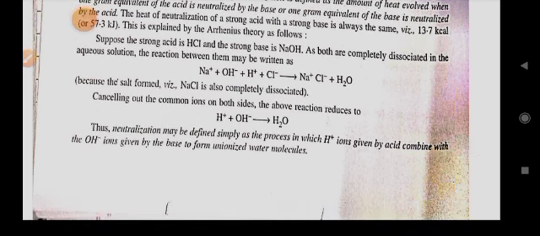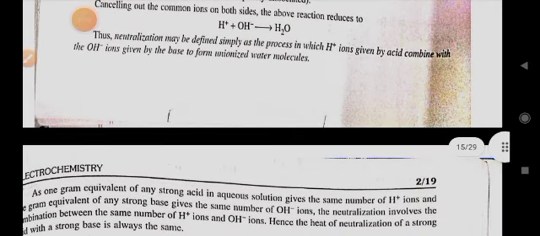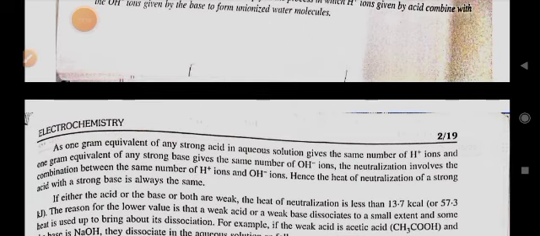Suppose the strong acid is HCl and the strong base is NaOH. As both are completely dissociated in the aqueous solutions, the reaction between them may be represented as Na+ plus OH- plus H+ plus Cl- gives Na+ Cl- plus H2O. Cancelling out the common ions on both sides, the above reaction reduces to H+ plus OH- gives H2O. Thus, neutralization may be defined simply as the process in which H+ ions given by the acid combine with the OH- ions given by the base to form unionized water molecules.